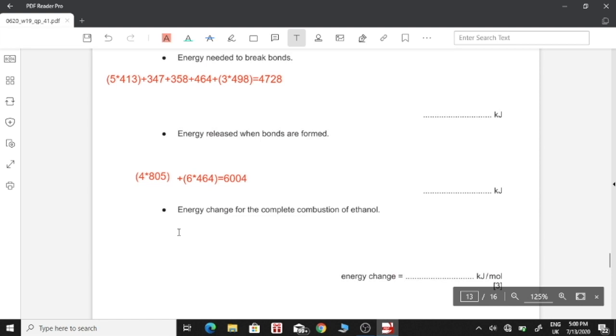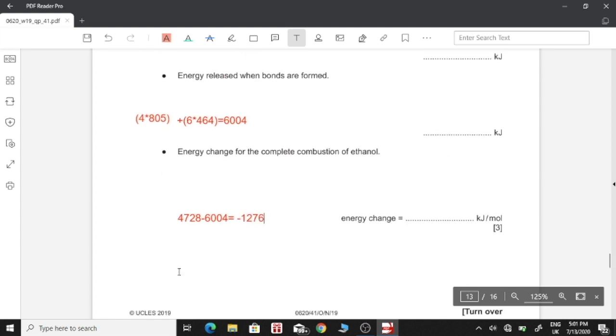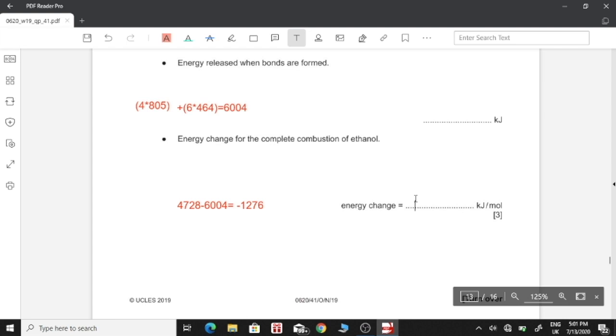The energy change for the complete combustion of ethanol is what we get when we subtract the energy released from the energy needed. So 4728, then we subtract the energy given out, and this gives us the resultant energy as negative 1276 kilojoules per mole.